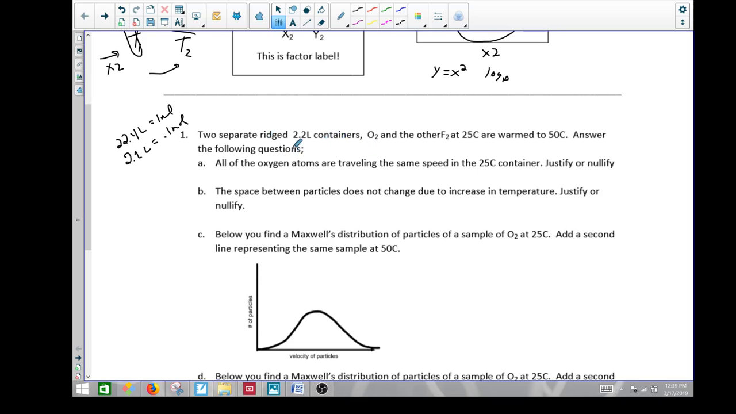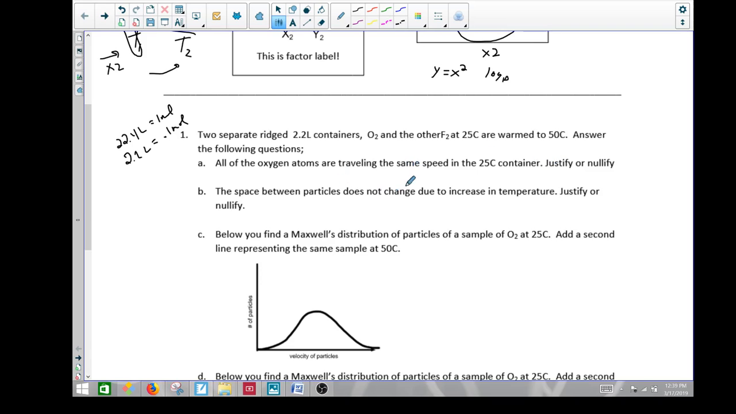All right, so two rigid 2.2 liter containers, one O2 and the other F2, at 25 degrees Celsius or warmed to 50 degrees Celsius. Answer the following questions. Okay. Now, all the following atoms are traveling the same speed in the 25 degrees Celsius container. Justify or nullify. Okay, so this isn't all just relationships. We're doing lots of states of matter here, things of this nature.